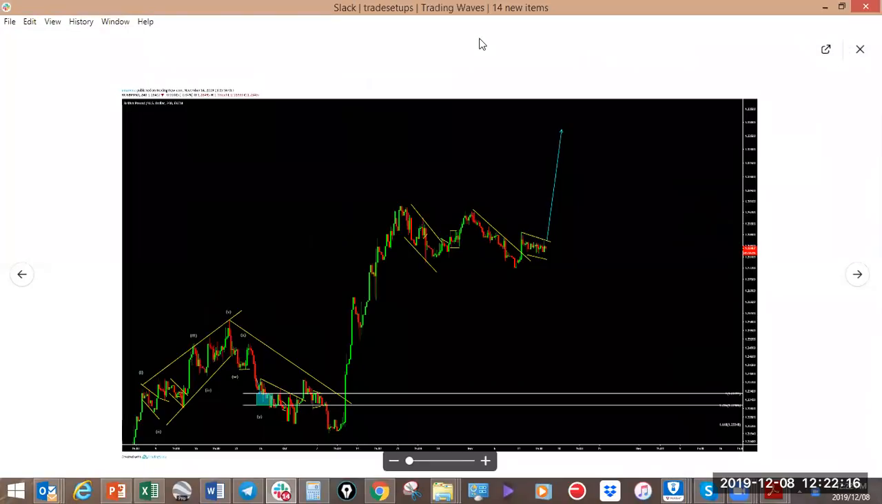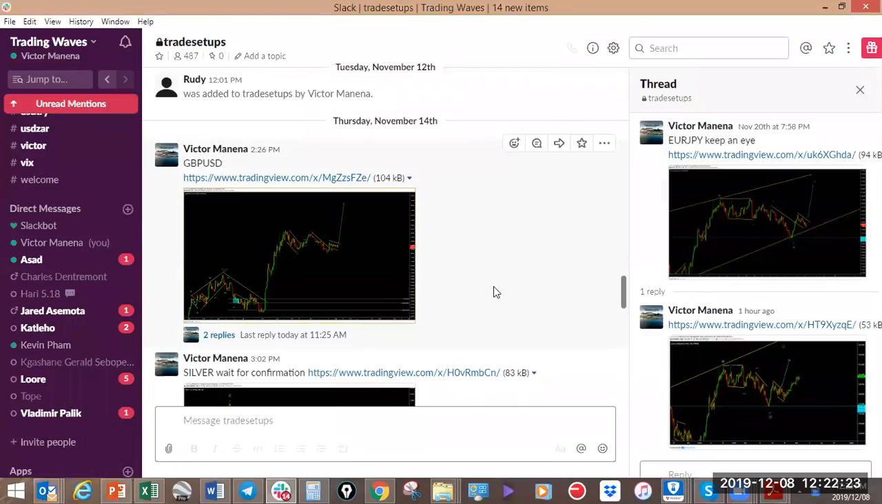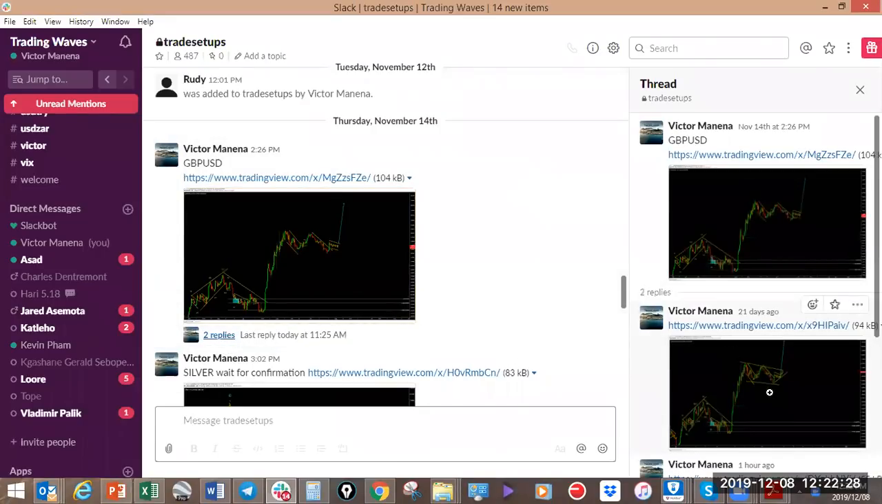Pound US dollar, look at pound US dollar. We expected it to push from here. It's already gone up to that level. If you look at pound, that is what we expected there. You will see the update on pound US dollar.